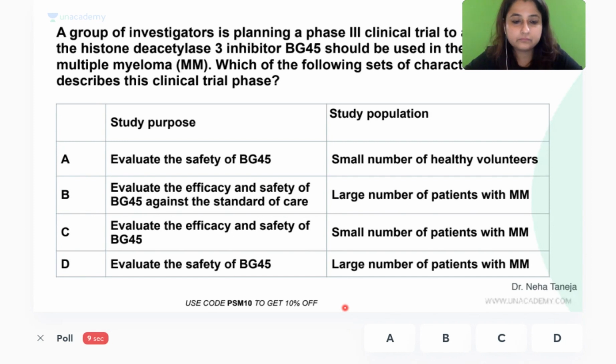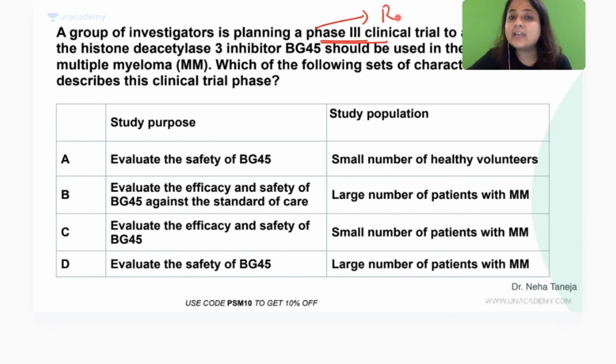Done? Okay, 52% or 55% of you managed to get it correct. Fair enough. 53%. What was your buzzword? It was a simple question over here. A group of investigators is planning, I have written it, phase 3 clinical trial. What is phase 3 clinical trial? It's actually an RCT. Yes, everyone, where you are comparing your drug with an existing protocol, a standard drug. How many people can participate in an RCT, guys?